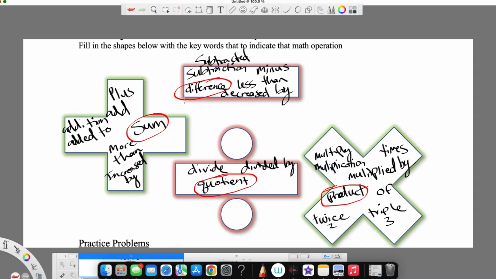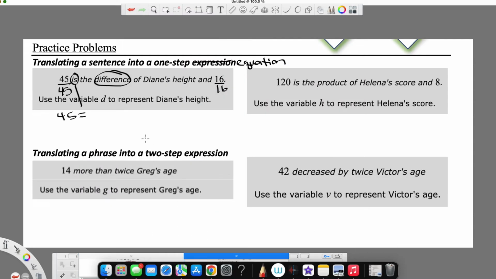So "difference" tells me that I'm going to subtract the next things that are told to me. In this case, it's going to be the next two things. So I'm not just going to automatically put minus here. I'm going to subtract the next two things. So I have Diane's height, that's one thing, and 16. They tell me to use D to represent Diane's height. So it's not just going to be minus D16. I need to make sure that I arrange it in the correct way. It's going to be Diane's height minus 16, like this. So I have 45 equals D minus 16.